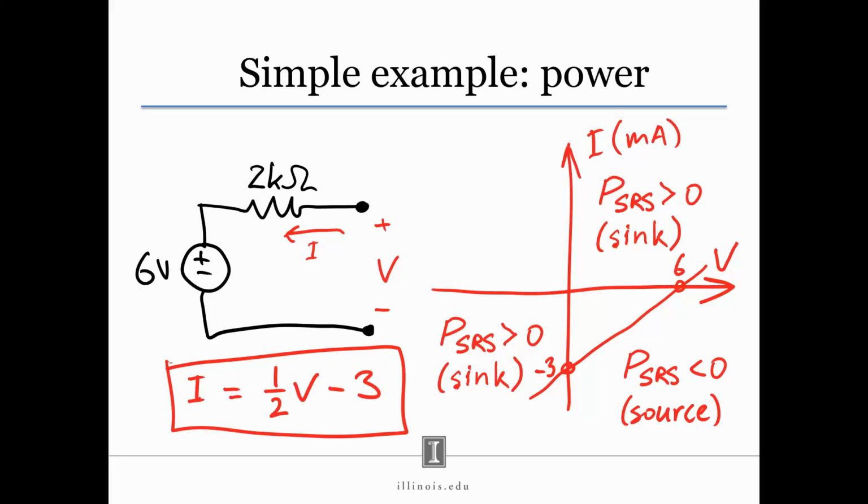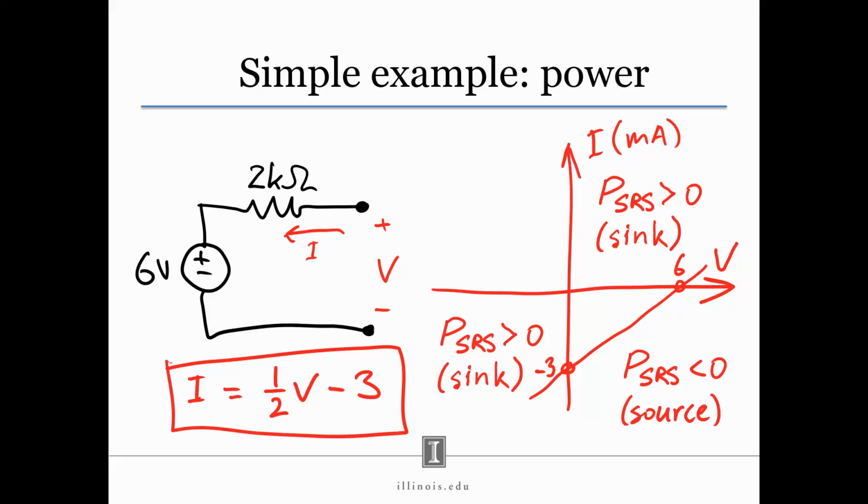If you're coming back, you'll realize maybe that the 6 volt source on the left is actually sourcing power, but more power is being sunk by the 2 kilo ohm resistor. So the net effect of the 2 kilo ohm resistor and the 6 volt voltage source is that together they sink power. PSRS is going to be positive. That's what's happening in this newly shown quadrant where voltage is below 0.